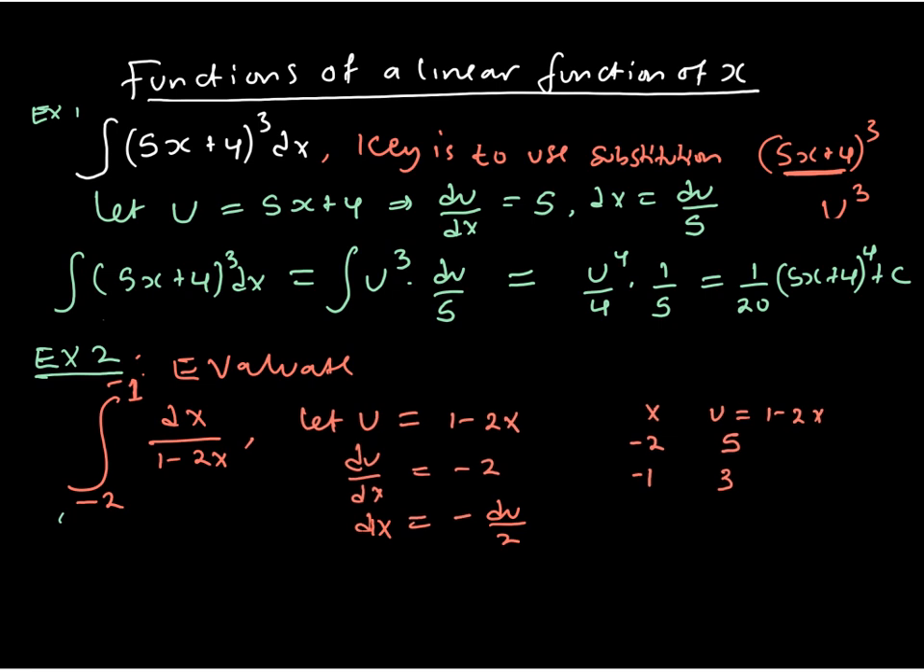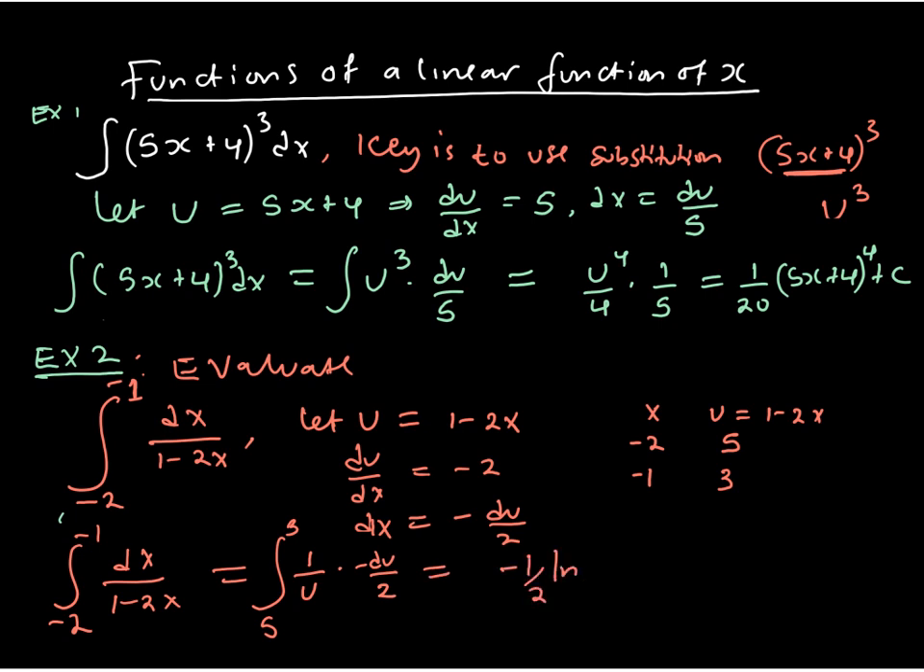Okay, so the integral from -2 to -1 of dx over 1 minus 2x will change to an integral from 5 to 3, okay? And we are looking at 1 over u, with dx changing to minus du over 2. This is going to be negative a half natural logarithm of u. It's supposed to be natural logarithm of u, but what is u? 1 minus 2x. Then we substitute our limits, from 5 to 3. And remember, the rule is upper limit first minus lower limit first.